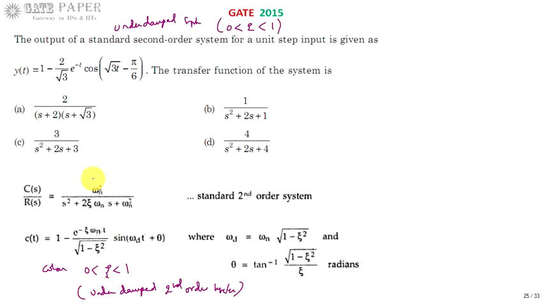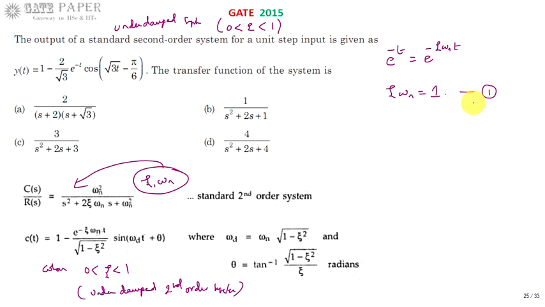To write the transfer function, what we require is omega n and zeta values. If you know zeta and omega n, you can write the transfer function. So we must get zeta and omega n values from this expression. Look at this: this is e power minus t. So e power minus zeta omega n t is nothing but e power minus t. So from this we can say zeta omega n is equal to 1.